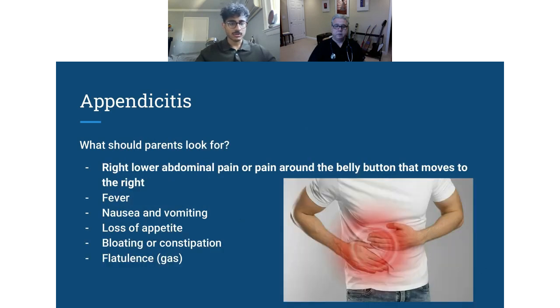And if we move on here, what should parents look for in a child that could be suspected of having appendicitis? So, usually the pain presents as right lower abdominal pain, or pain around the belly button that can shift over to the right side. They could also have fever, nausea and vomiting, loss of appetite, bloating and constipation, or flatulence, also known as passing gas. And they can also have altered bowel movements and a host of other symptoms, but these are usually the most common.